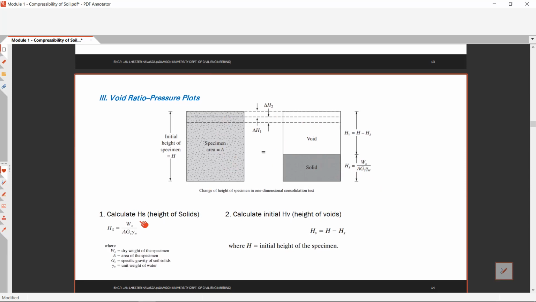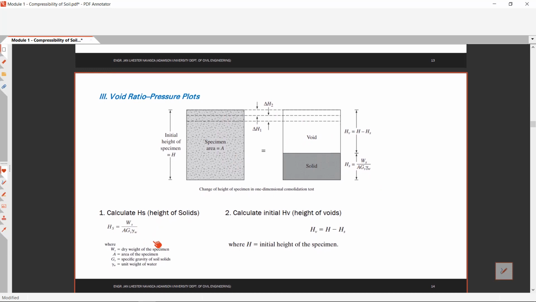Okay. So calculate H sub S or the height of the solids. So height of the solids equals lang yan sa the dry weight of the specimen over area times the unit weight of the soil solids. This one. So G sub S times gamma water, that is equal to the height of the solids. Okay. So we can compute the height of the solids, this one, H sub S. Then the initial H sub V or the height of the voids is simply the total height H minus the height of the solids. Okay, so nakompute natin yung HV and HS.